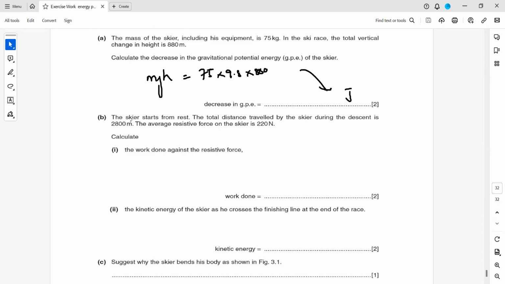The total resistive force: he moves a distance of 2,800 and the force is 220. We need the work done. Work done is force times distance, against the resistance of 220 times 2,800. When you multiply, you will get how much work is done against the resistive force, which is about 6.5 times 10 to the power 5. And if you take gravity as 10, it was 6.6 times 10 to the power 5.